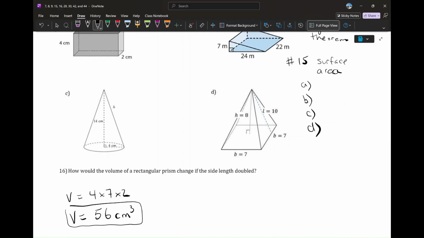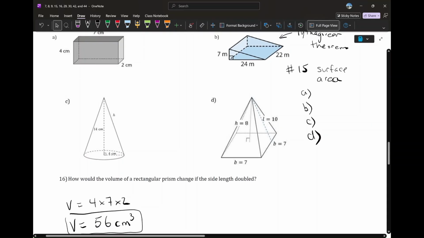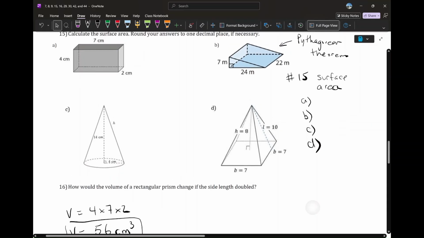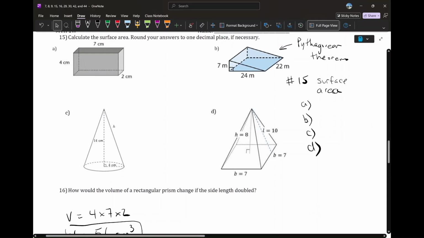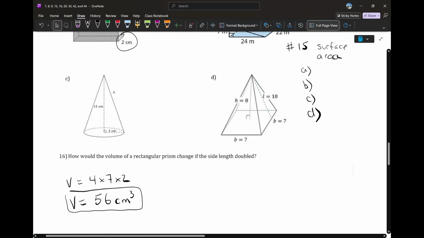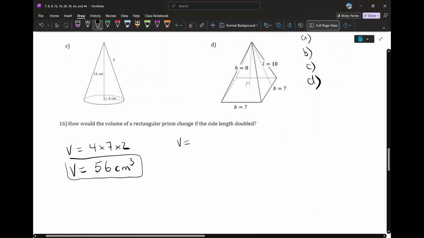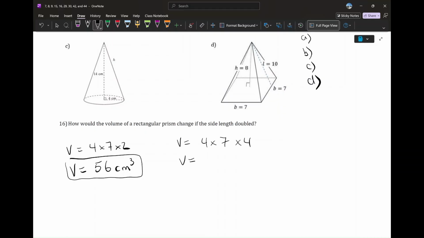And now just double the side length. So I don't know, maybe we want to double 2. So now that's going to be 4 times 7 times 4. Let's see what we get. 4 times 7 is 28. 28 times 4 will be 112 centimeters cubed. And when you look at these two, you'll see that the volume also doubled.